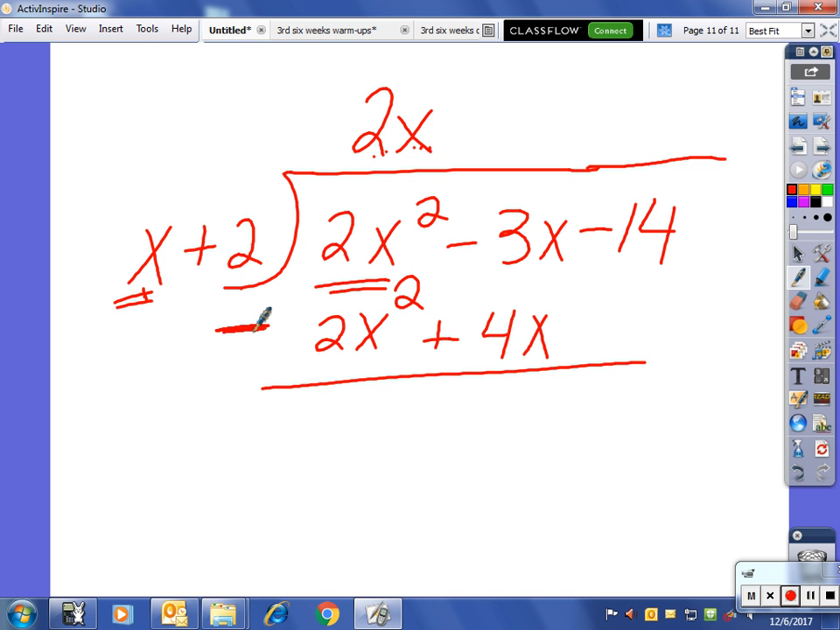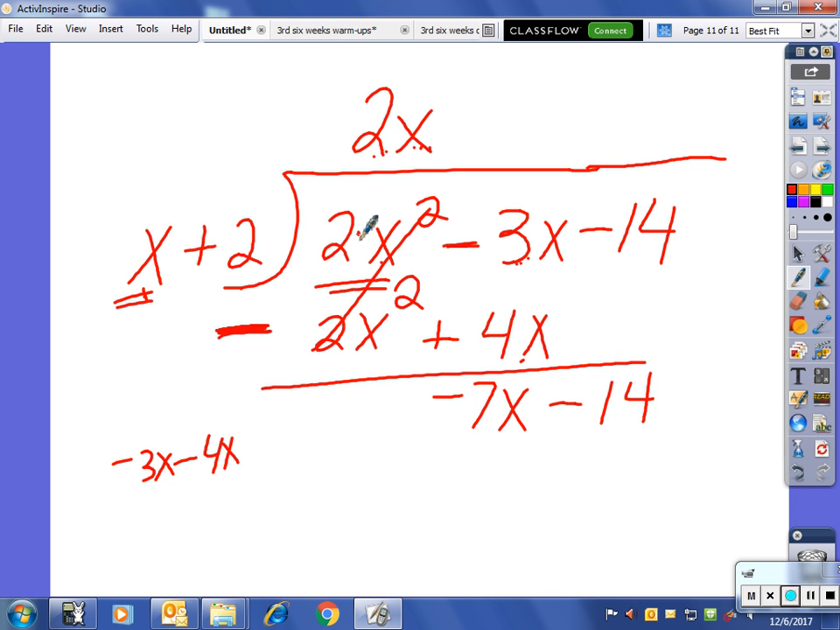Subtract. Now, please, please, please be careful here. 2x squared minus 2x squared, these cancel, right? But look what happens here. Negative 3x minus 4x. What is that? Negative 7x. And what do I bring down? Minus 14. All right, now, how do I get what? 7? Negative 7?